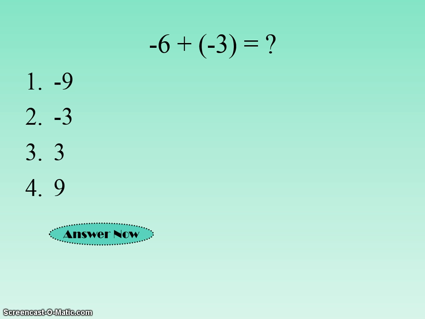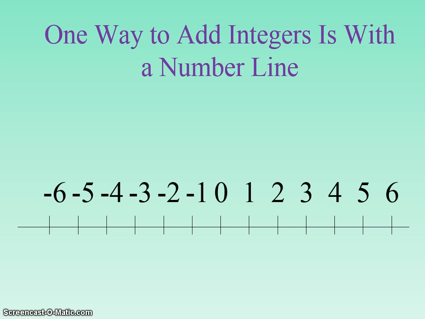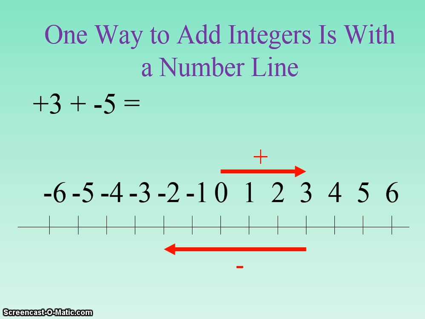Okay, work this one. Hope you've had enough time. The answer is -9, because we have 2 negatives. We put them together and take the sign. Now, we're going to add on the number line again just to show you how it's done. We go in the positive direction 3, we go in the negative direction 5, we end up at -2.